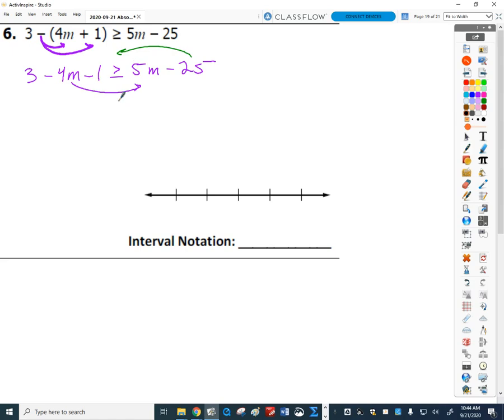And we end up with, what about the variables? 5m plus 4m is 9m. Here I've got 3 minus 1 is 2, plus 25 is 27. Last step.